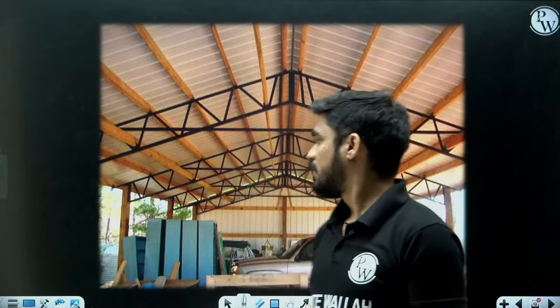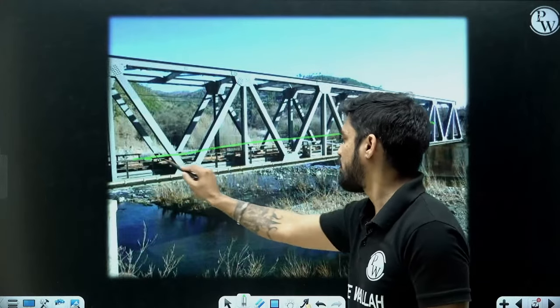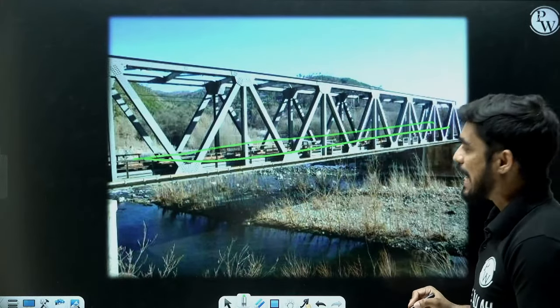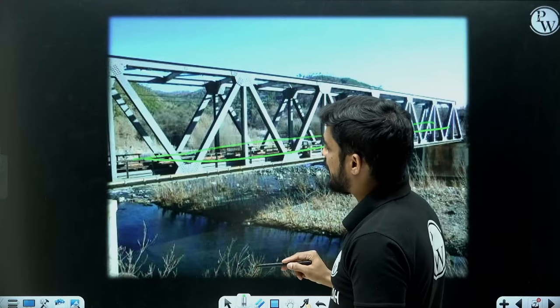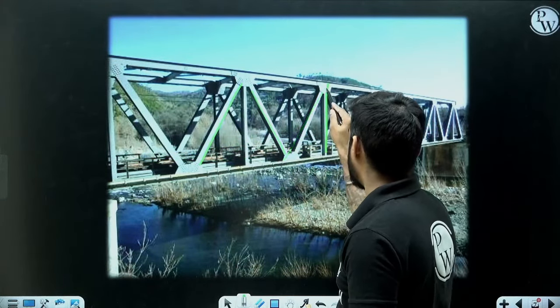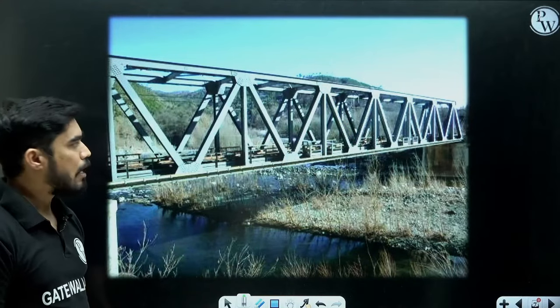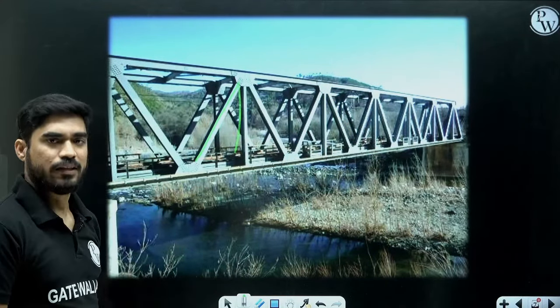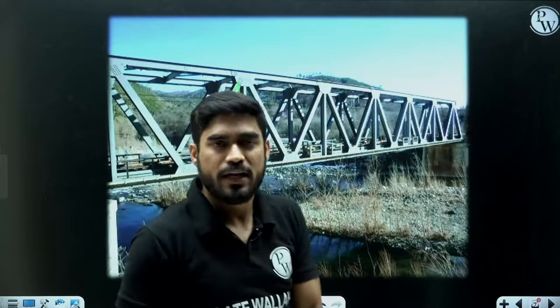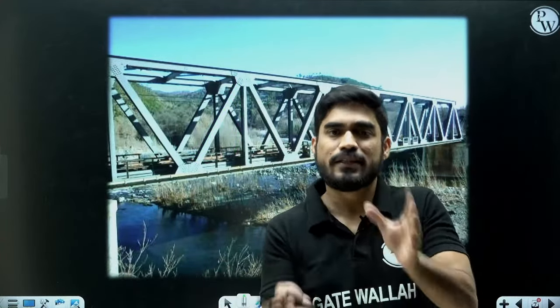Analysis means what? See, our objective is when the car will move on this road or the people will move on this road, how much load will be carried by this member, this member, this member, this member, this member. Why? Because we want to design these members, okay? And in order to design these members, we need to know how much load they are going to carry. Then only I will be able to calculate, okay, if the member is subjected to this much load, then its diameter must be this much.